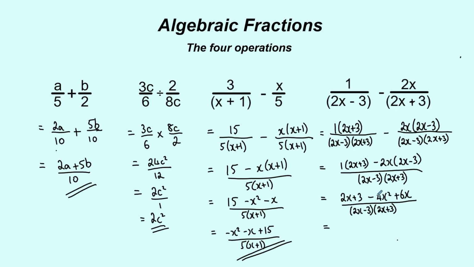We have a minus 4x squared, so let's put it in order, highest power first. We've got a 2x here and a plus 6x here. That's a plus 8x altogether. And then for the number, we've got a plus 3 at the end. All over, and our brackets 2x minus 3, bracket 2x plus 3. And that would be our final solution there.